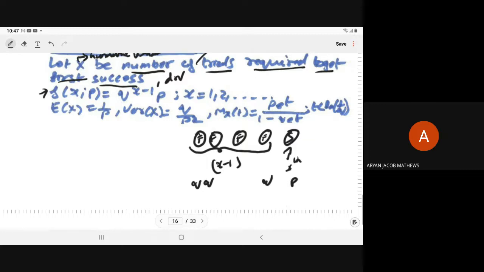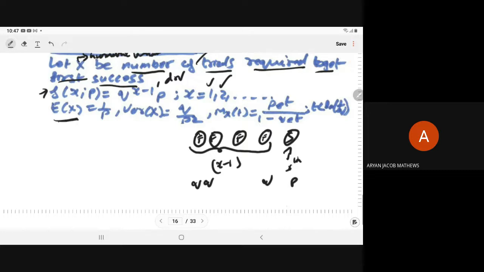Now, x varies from 1, if you get the success in the very first trial. So it is 1; first failure, second success, 2, and so on. If you are unlucky, you never get the success, and so on.